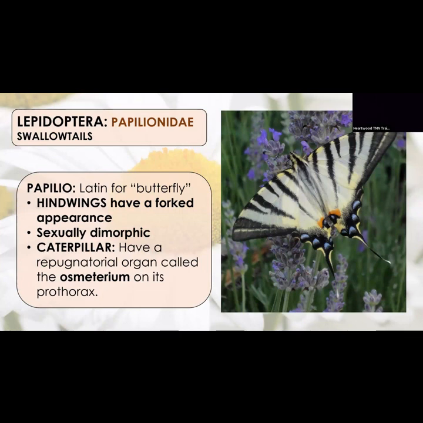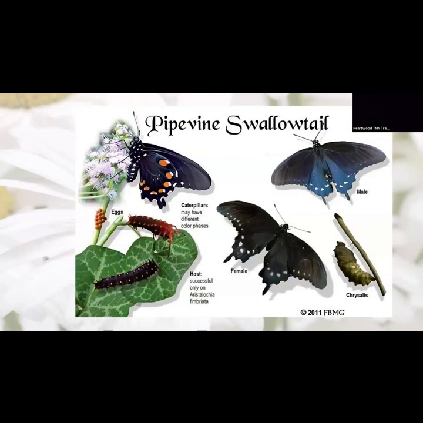The caterpillars are known to have a repugnant organ called an osmeterium on them. So that basically means they've got a stinky gland to protect themselves, and good for them, because caterpillars need to protect themselves. So there's quite a few in the area, right? And they're all going to have that same gestalt, you can't miss it. You can see swallowtails from like a mile away coming.